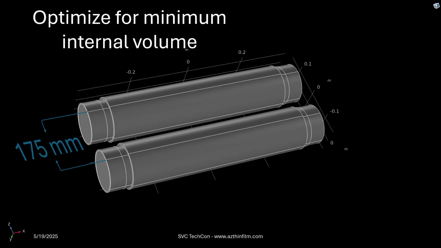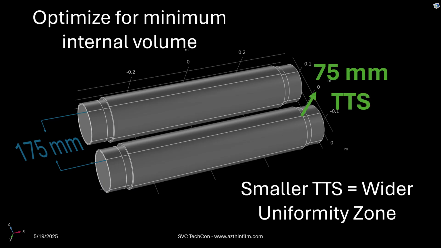Can we optimize the volume on the inside of our deposition system to have a smaller chamber, to use less steel or aluminum or stainless? Can we go closer to the substrate with the targets? Can we make that TTS from 100 millimeters down to 75 millimeters, which gives us that wider uniformity zone? So now we don't have to buy as long of targets to coat the same area.